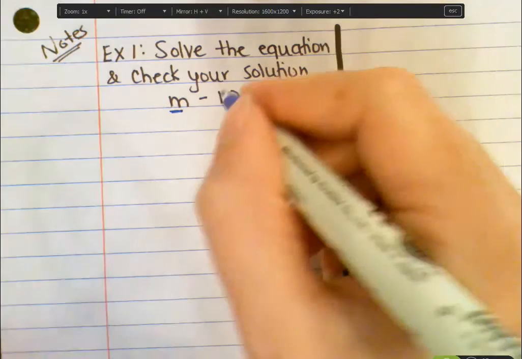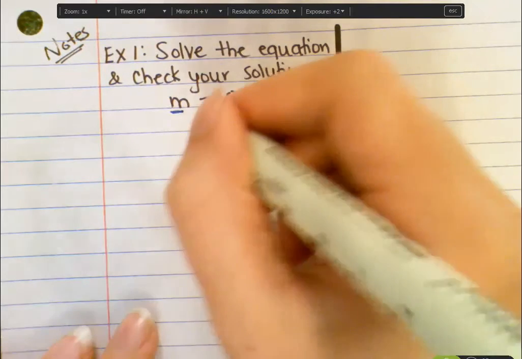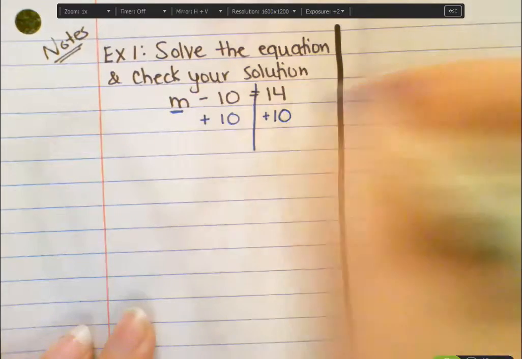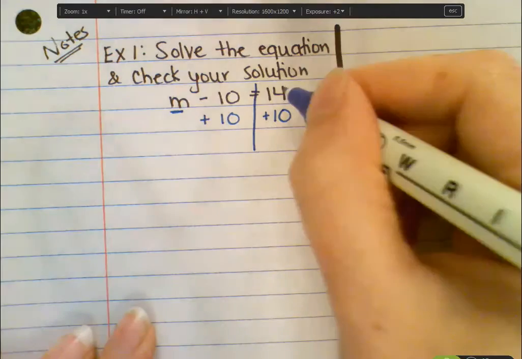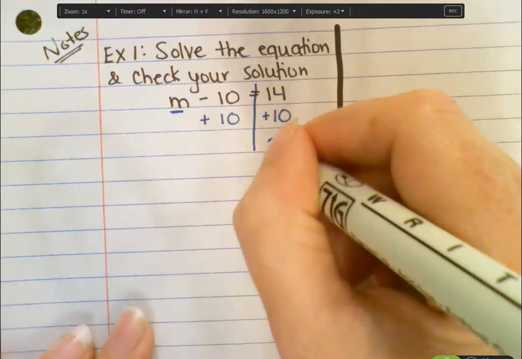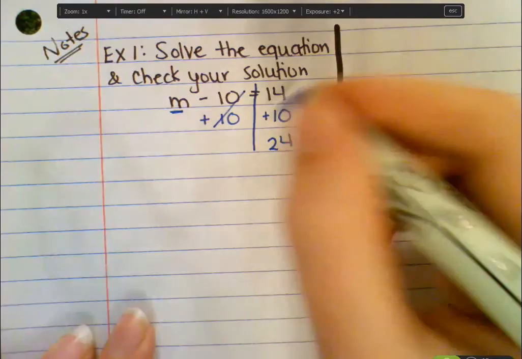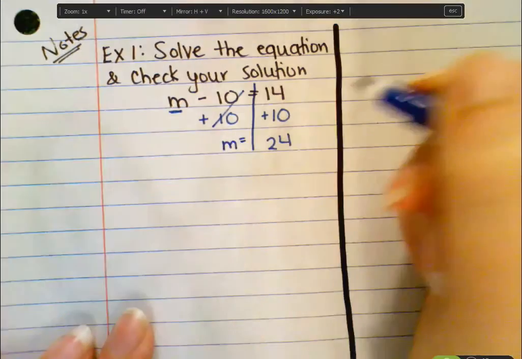So the opposite, or the inverse of subtraction, is addition. So I'm going to add 10. And what I do to one side, I do the other side. 14 plus 10 is going to be 24. These 10s get crossed out, and I'm left with m equaling 24.